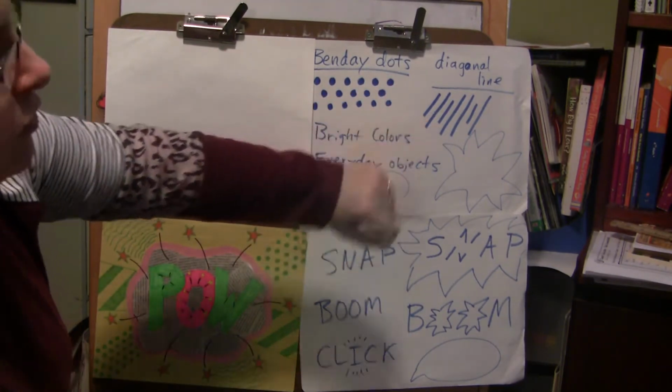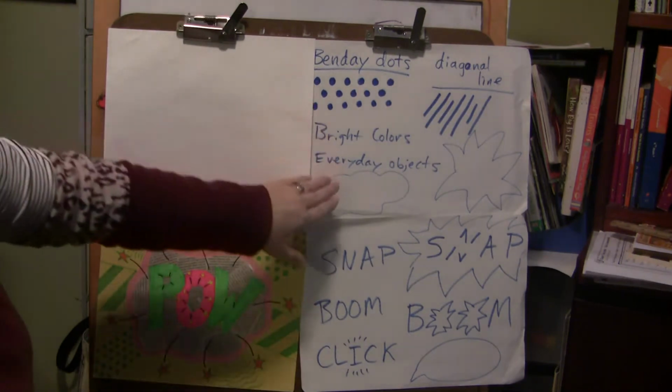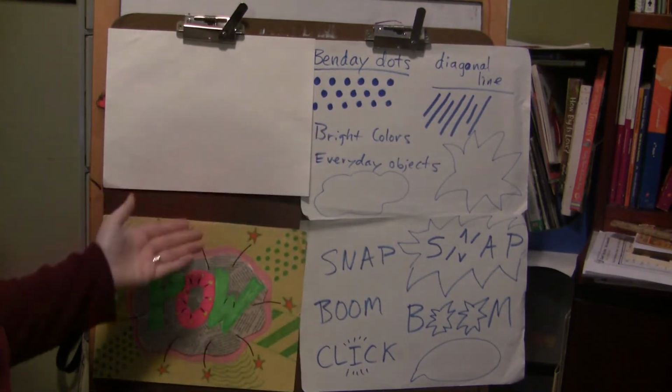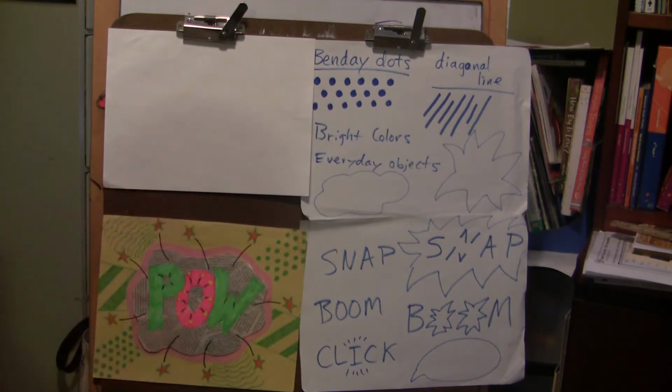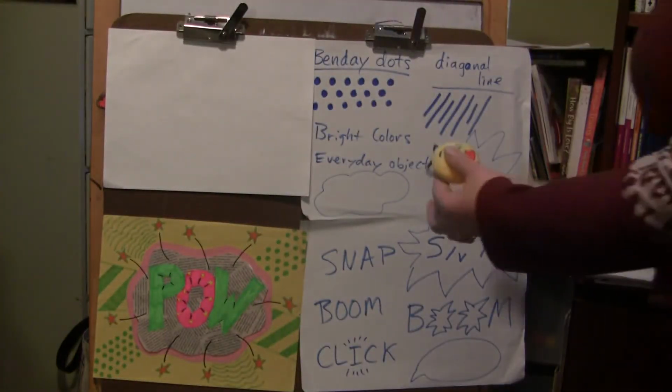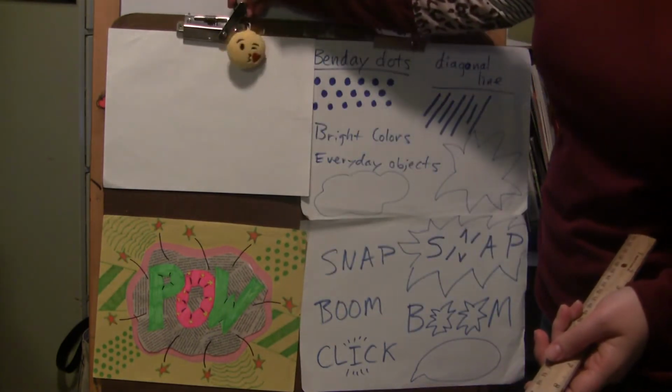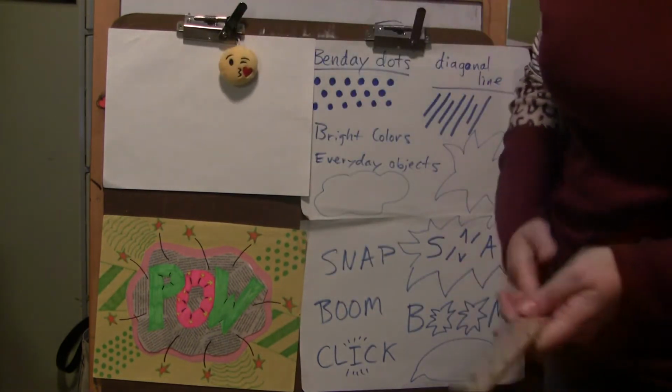Diagonal lines, and you can use this with a ruler. And everyday objects you could use. So you could do stars or your favorite toy. Some examples of this would be you could have an emoji somewhere. That's kind of today's everyday art. So you could use that as inspiration. And you also need a ruler.